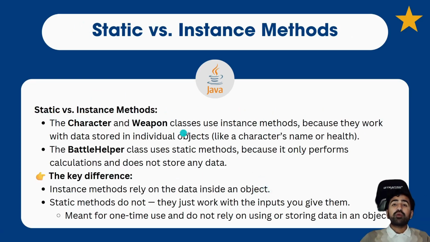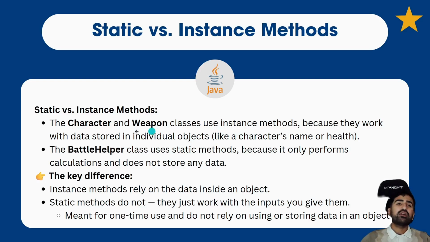All right, so the character and weapon classes use instance methods because they work with data stored on the individual objects, so the character's name or health. Because we need to hold on to this information, we need to remember the information for character and weapons because we're using these over and over again, and we want to keep track of that information. That's an instance method. It relies on the information stored in the object. The object's going to hold on to that information, remember it for us so that we can use it at a later time. We need to keep track of it, like their level.